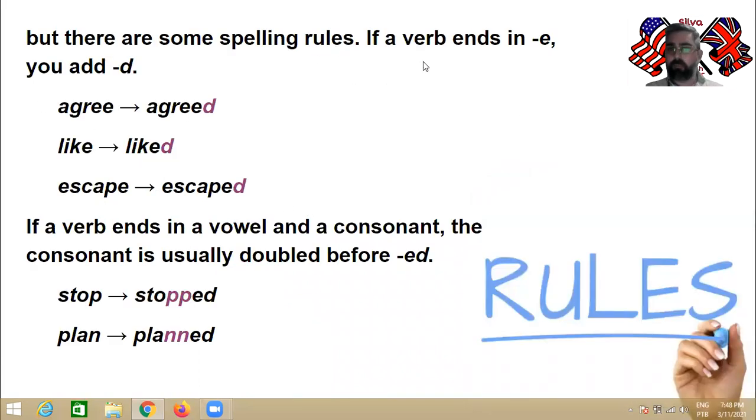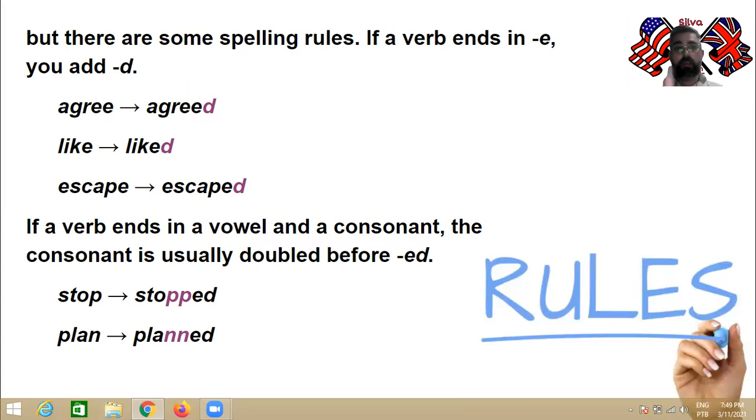There are some spelling rules. It's not quite simple, right? You might be thinking at this point, teacher, why can't it be just that simple? Yeah, guys, I agree 100% with you, but when you learn a new language, it's a new challenge every time, and that's what we're here for. We're here to learn. So if a verb ends in E, for example, you just add the D. So this is simple, right? And it makes a lot of sense. If you have the E there, why put another E? Do you agree?